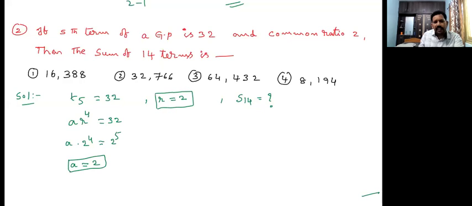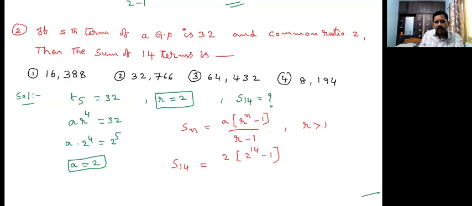Now we need to find S14. What is the Sn formula? Tell me. A into R power n minus 1 by R minus 1. What is R here? 2, that is greater than 1. That's why I'm using this formula. N is equal to 14. S14: A is 2, R means 2. 2 power 14 minus 1 divided by 2 minus 1.